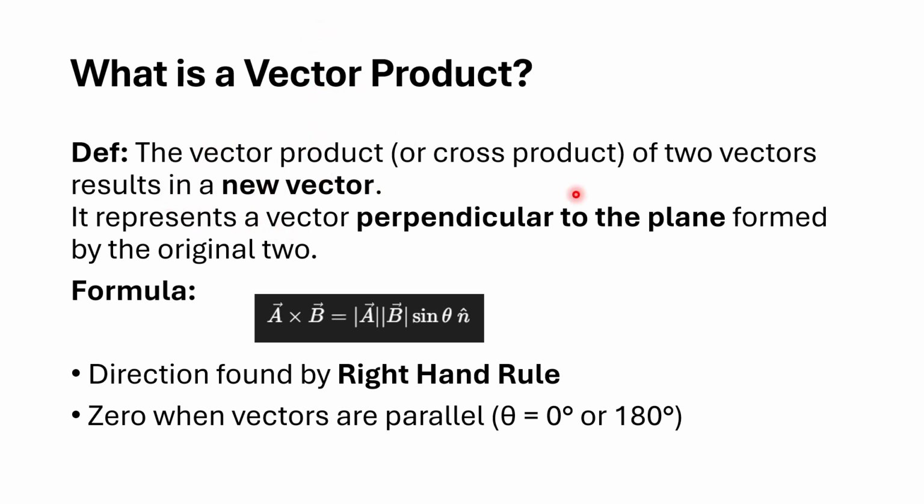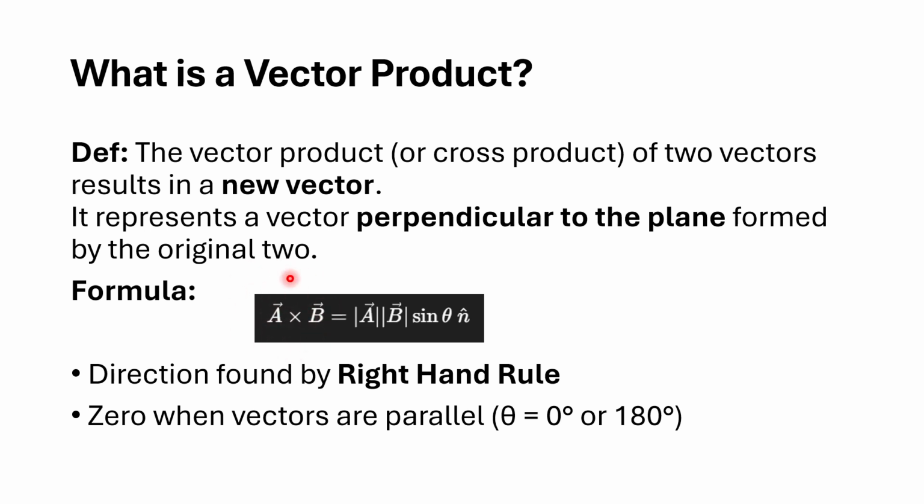It represents a vector perpendicular to the plane formed by the original two. So it is telling us about the vector perpendicular to the plane, because of the formula we have, which we will understand after this point. Looking at the formula, the main point is that the cross product is always represented with a cross between the two vectors, like we can see over there.